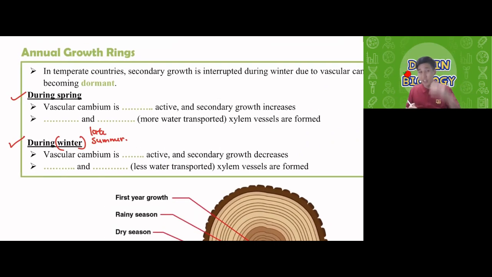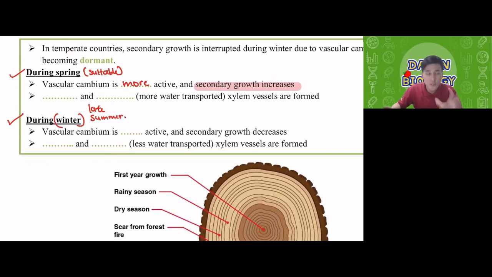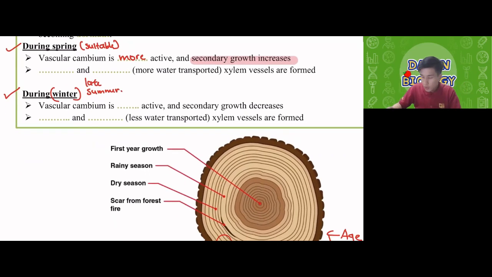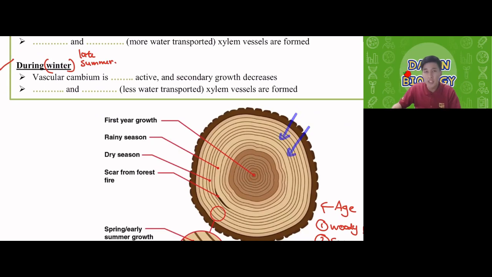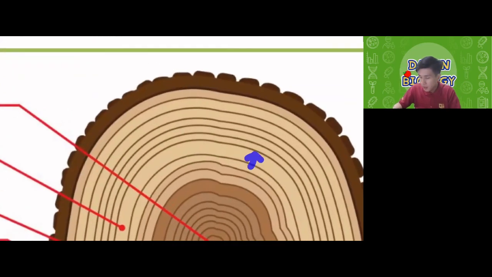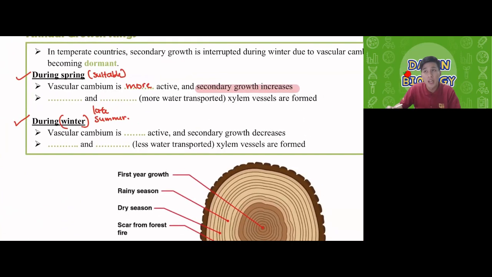All right, so during spring, early in the year, this is where flowers usually bloom. Usually the weather is suitable for plants to grow. That's why you say the vascular cambium is more active, because now it's a more suitable condition. Okay, and you have more secondary growth. So guys, if your growth increases, which ring do you think will form? Will I form the thicker one or the thinner one? Which one do I form? If you grow more, yes, of course it's thicker. Right? And the color you can see is brighter.